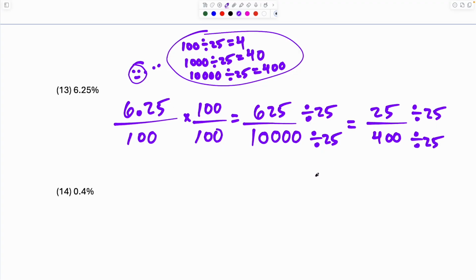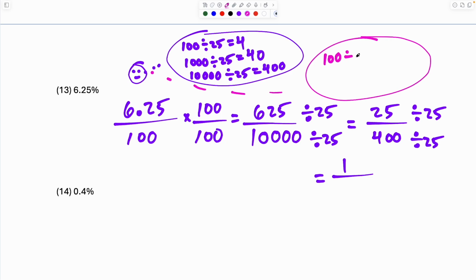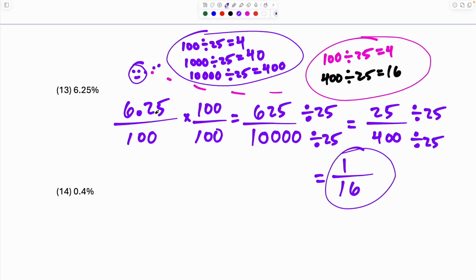And now in the numerator, I have 25 divided by 25 is 1 over 100 divided by 25. Well, let's think about this. If a moment ago I just said, so I'll just write it over here, that 100 divided by 25 was equal to 4. Well, if I do 400 divided by 25, I could just take this here and do times 4 on both sides, telling us that 400 divided by 25 is equal to 4 times 4, which is 16. Okay, so this would give us 1/16 as our fraction. So 6.25% we could say is 1/16.